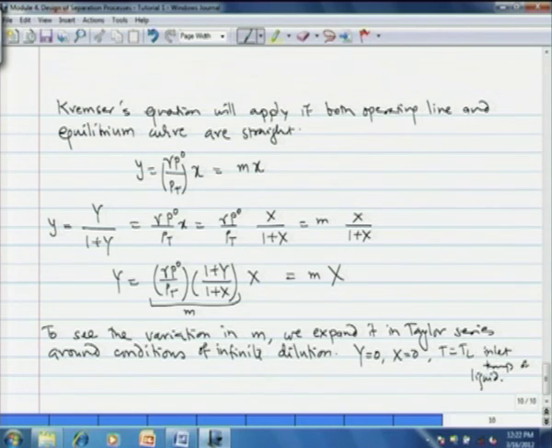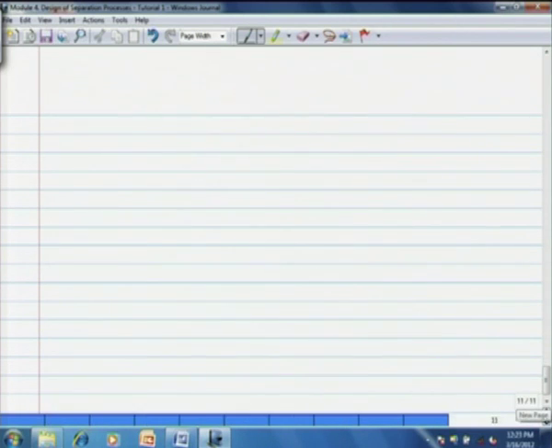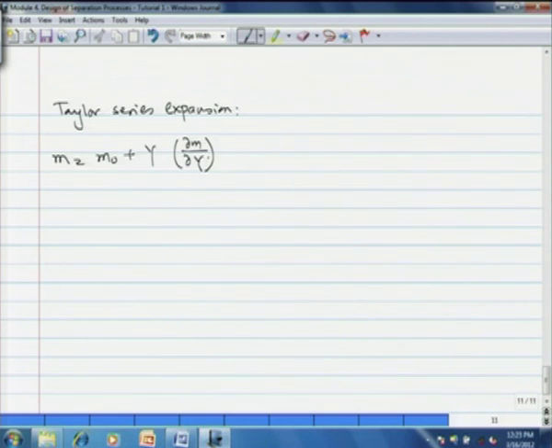And at the conditions of infinite dilution, we write m is equal to m naught, which is equal to gamma naught P naught naught by Pt, where the subscript naught denotes standard or reference condition. So, we now expand the Taylor series. M is a function of 3 variables: capital X, capital Y and T.